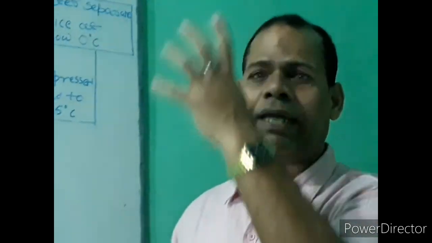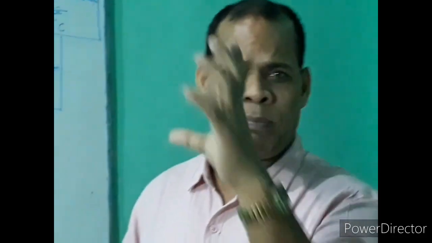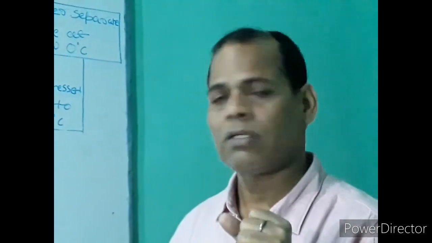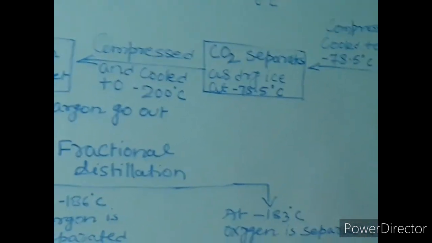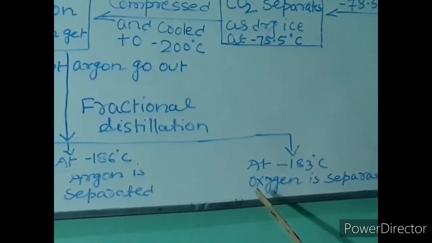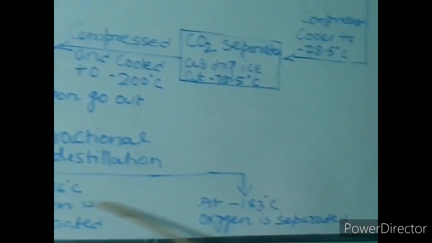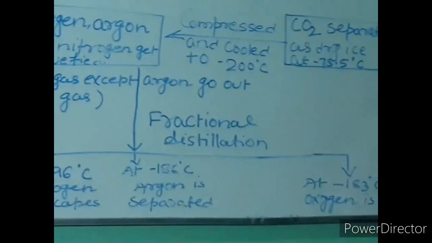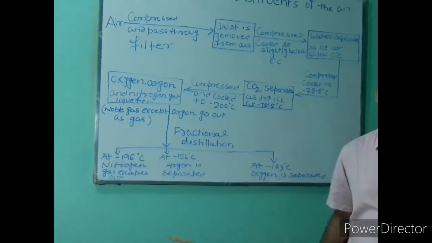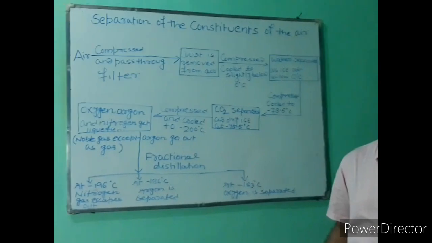Argon is filled in a bulb. Oxygen, as you know, in a hospital, when the person is unable to take breath on their own, then oxygen is supplied. So these are all very, very important. That is the objective of separating these important gases from the air.